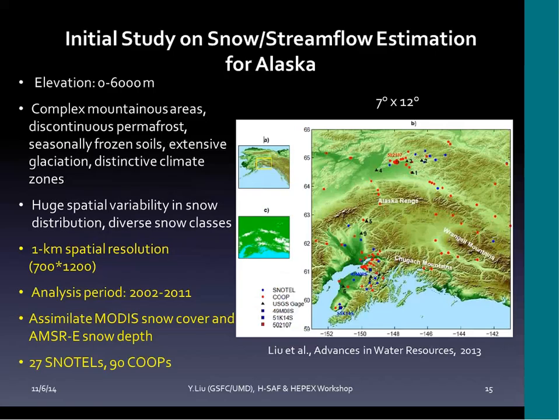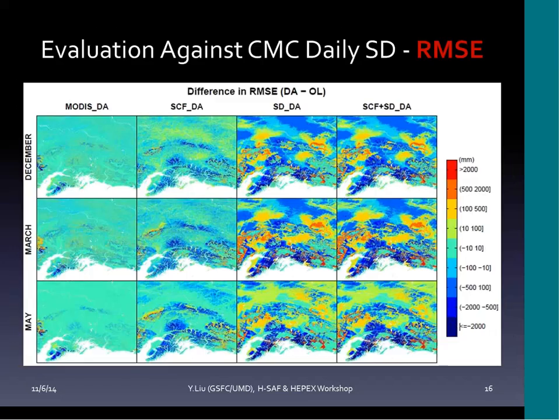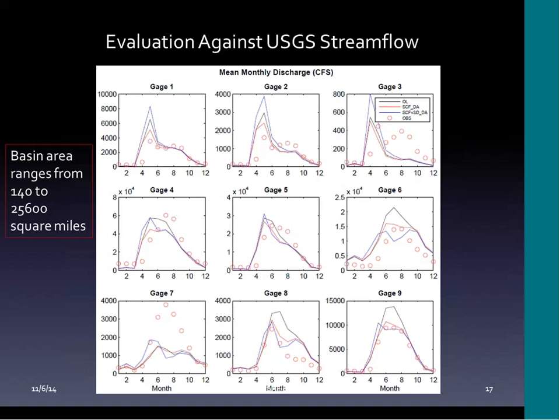We did some initial study for snow and streamflow simulation over Alaska a couple of years ago, and it's published in this paper in 2003, where we assimilated both MODIS snow cover and also passive microwave snow depth. For the passive microwave snow depth, we apply the patch correction method that I just mentioned, using the station data from these stations. So I'm going to skip the snow evaluation and focus on the streamflow.